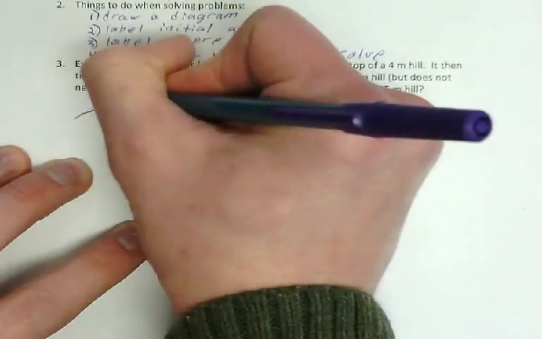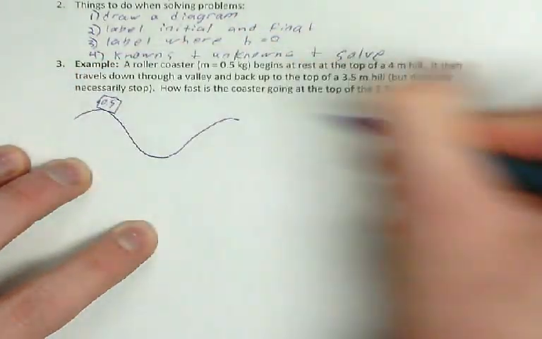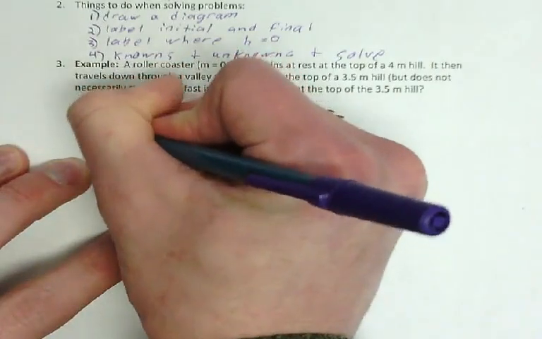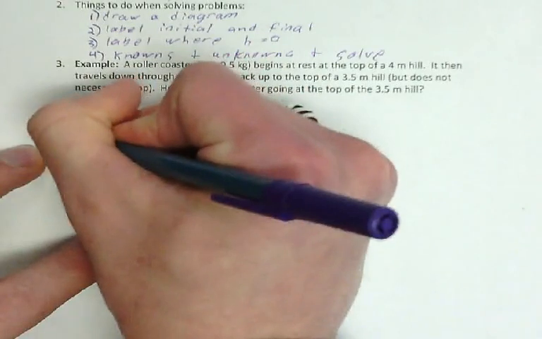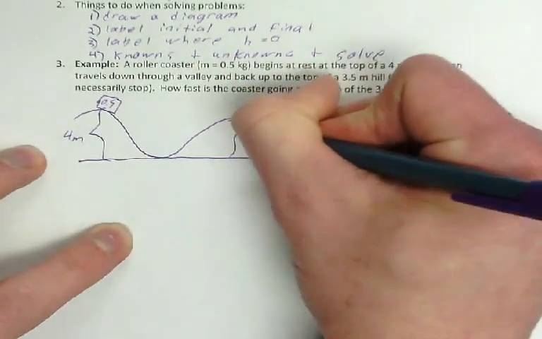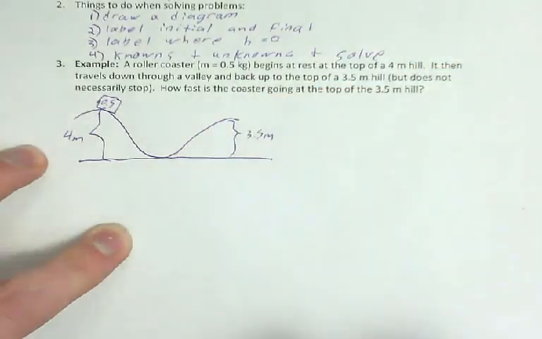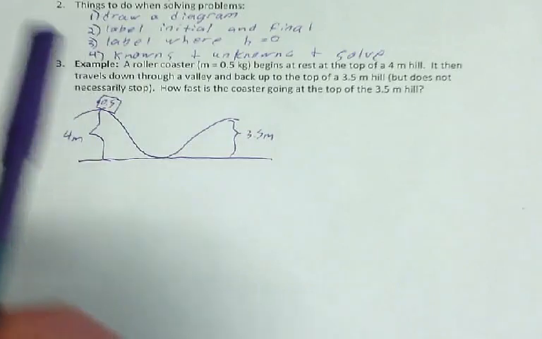Okay. And then I'm going to draw, so here's my roller coaster cart. It's got a mass of 0.5. Here's my first hill. It's 4 meters above the ground. Here's my second hill. It's 3.5 meters above the ground. So I drew a diagram.